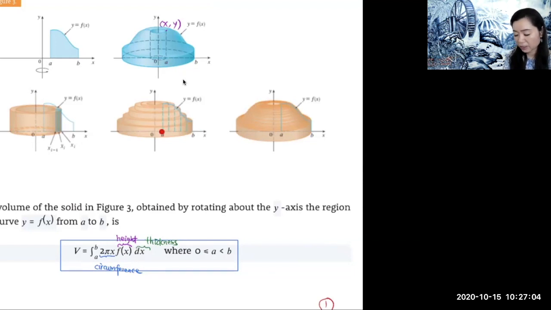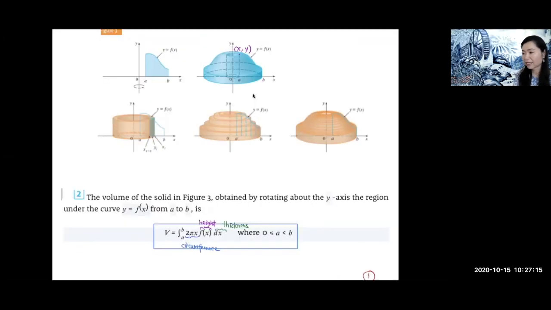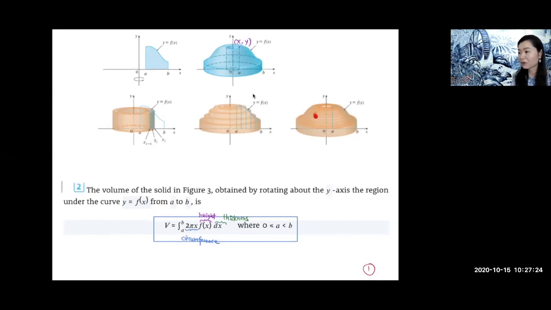So the innermost shell here will have x to be A. The outermost shell over here will have x to be B. And when you add up all those shells, you get this total volume over here. I used to have students do a 3D model of this. So you can try to imagine them. It's like one shell and another shell, you stack them together. You can use paper to make the model.